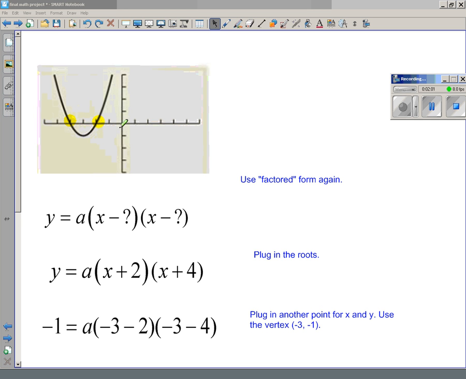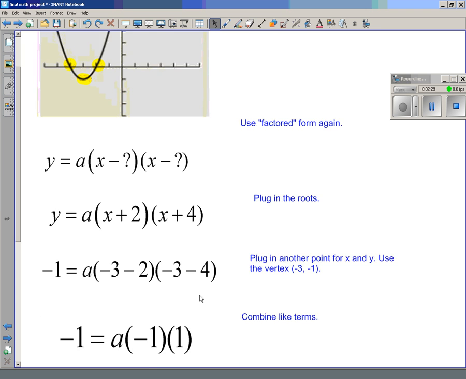The next example is very similar. We have another graph with roots (0, negative 4) and (0, negative 2). You have to use factored form again. Factored form is y equals a(x minus something)(x minus something). Plug in those numbers to get y equals a(x plus 2)(x plus 4). Now plug in another point for x and y. I use the vertex (3, negative 1), which is right there. When you plug that in, you get negative 1 equals a(negative 3 plus 2)(negative 3 plus 4).